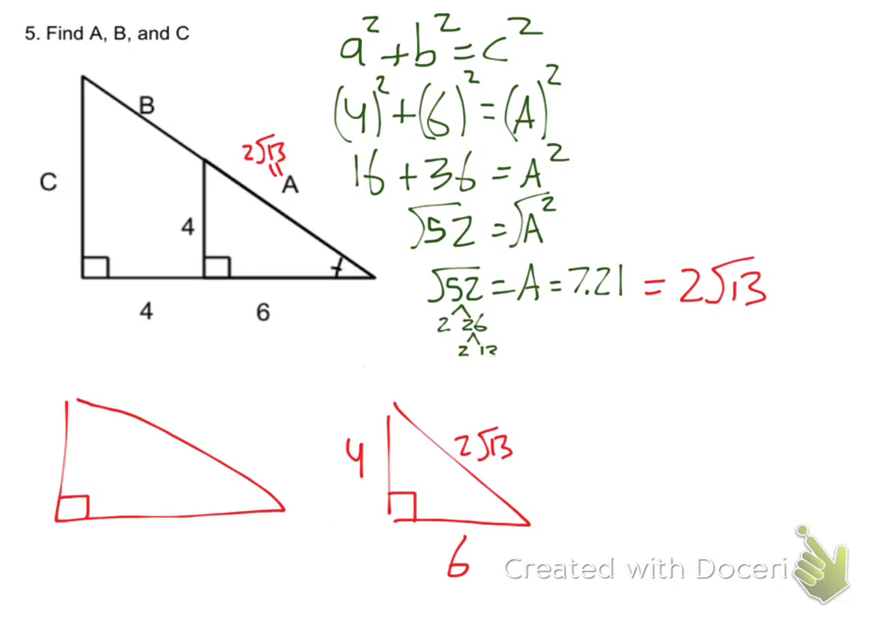Okay. The larger one is C. What's the bottom length? 10, because it's all the way across from the corner here all the way, so 4 plus 6. And the hypotenuse happens to be B plus 2 times the square root of 13, or B plus A, which A was 2 times the square root of 13.